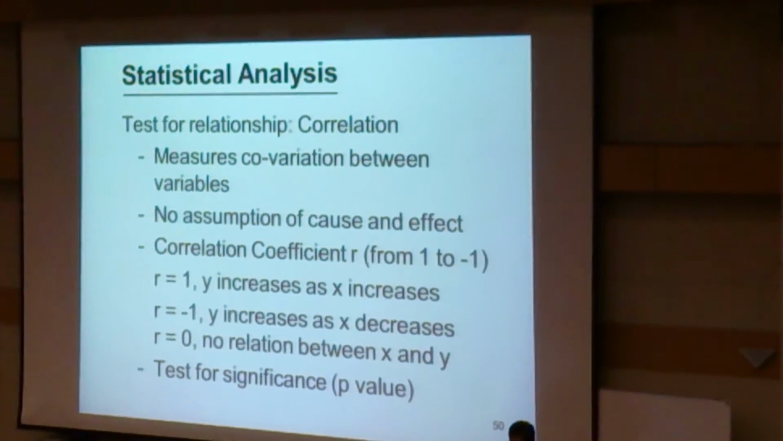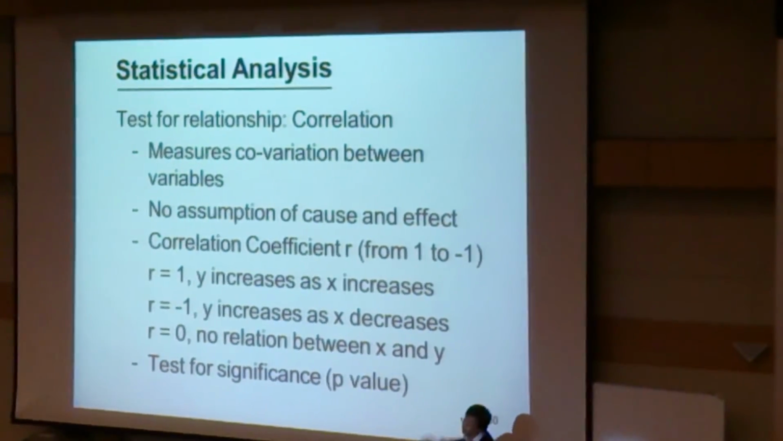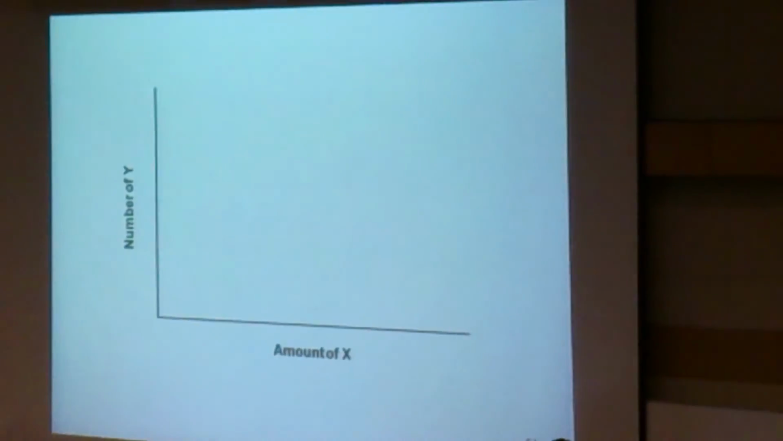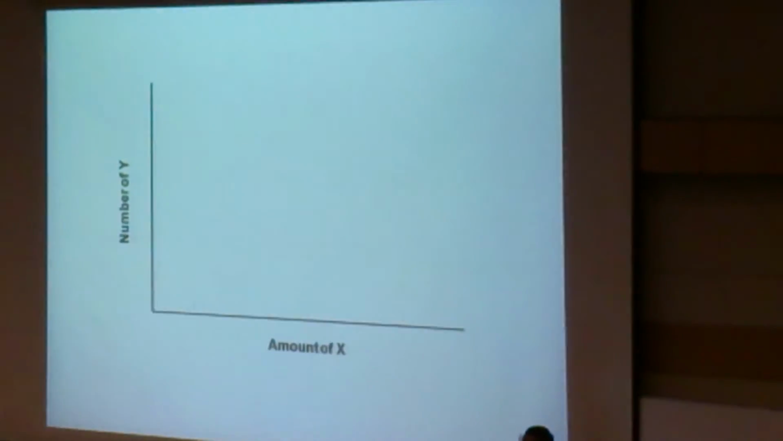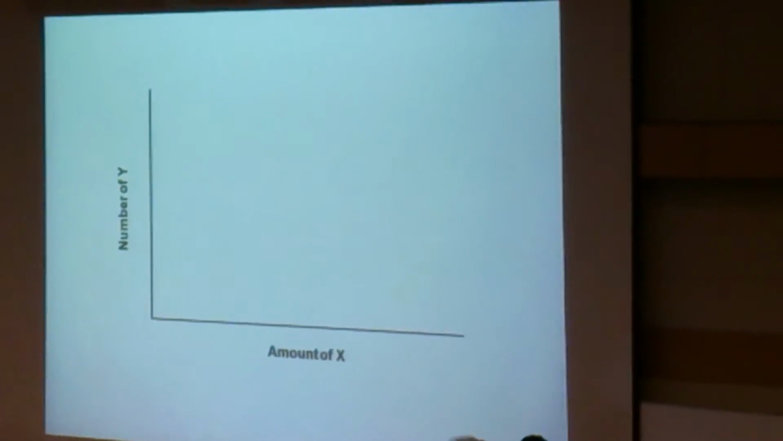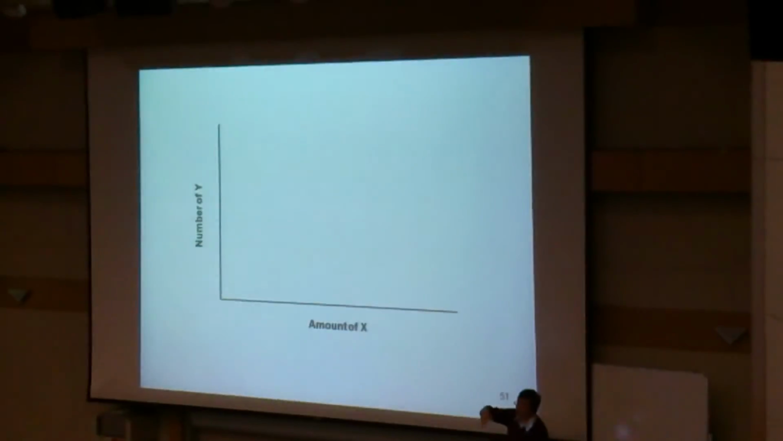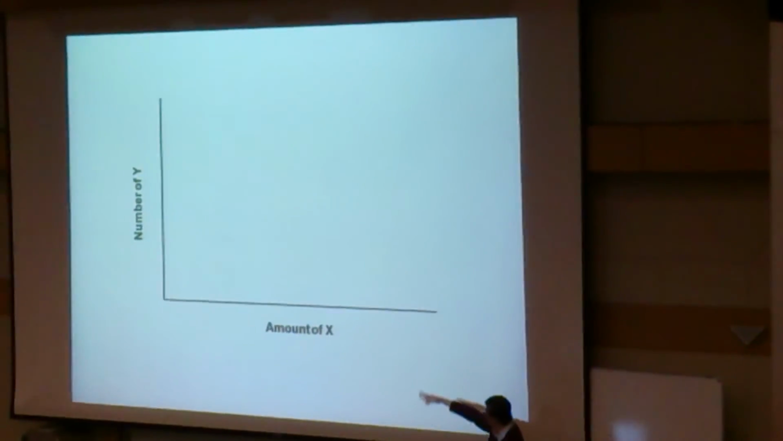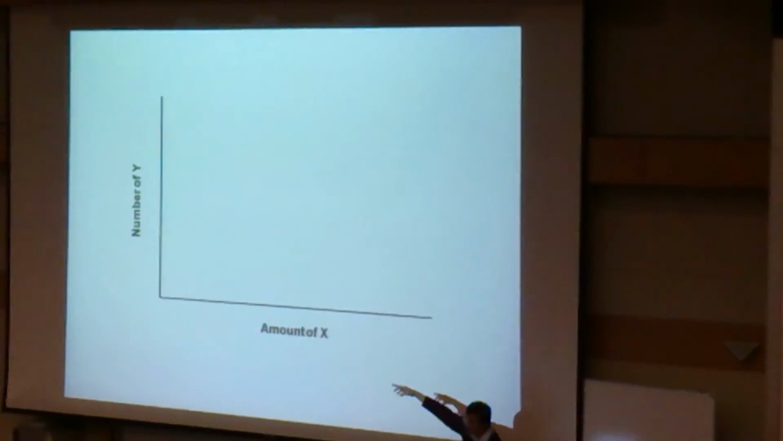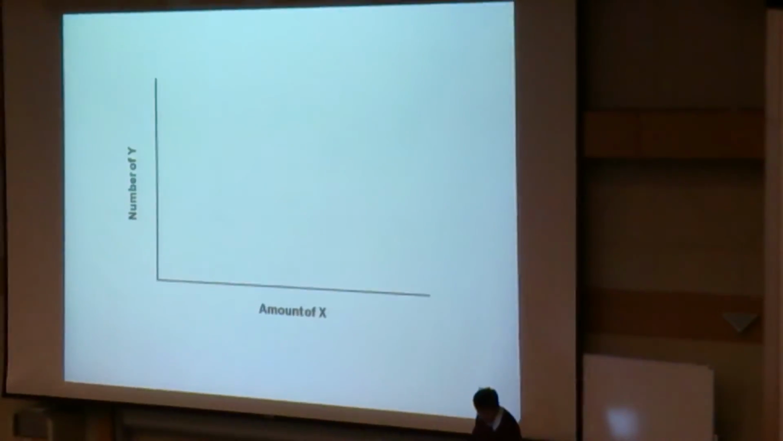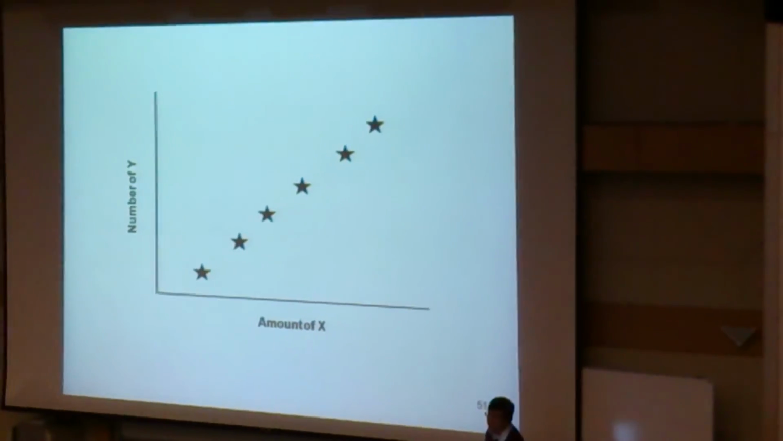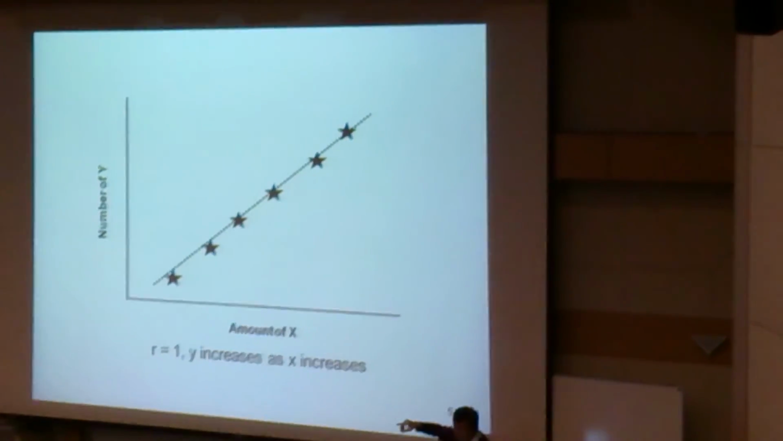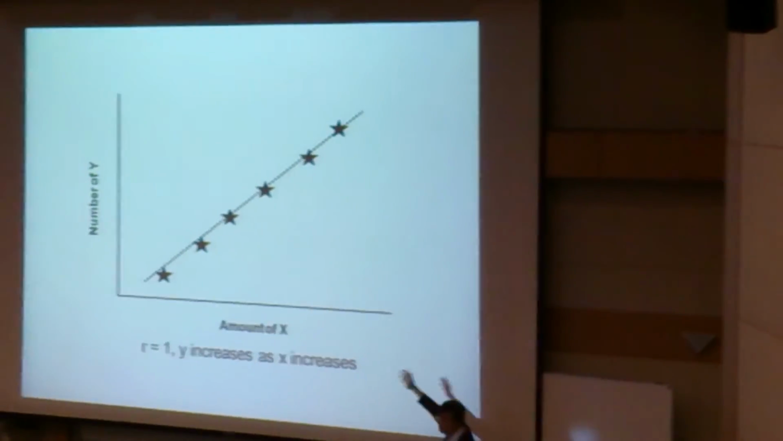In this case, you also need to test for the significance of the relationship. I will show you an example. If you have any x values, and you have some y values, you have two sets of data. You want to compare whether for every increase in x, you also have an increase in y. So in this case, what do you get? You get a very good correlation.